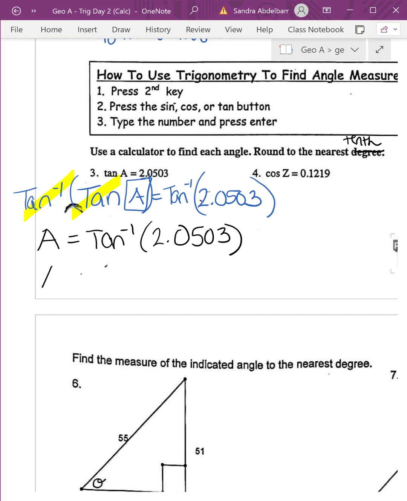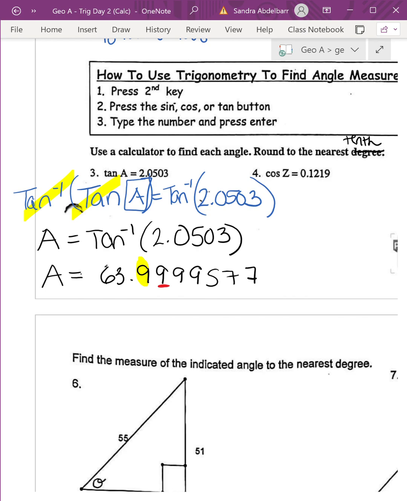We get A is equal to 63.999, I don't know how many nines there are, 9577, right? If we're rounding to the nearest tenth, do we all agree that's this 9 right here? So then what do we look at? We look at the number after the 9, which is another 9. That's 5 or more. So what does that mean? We have to round up.